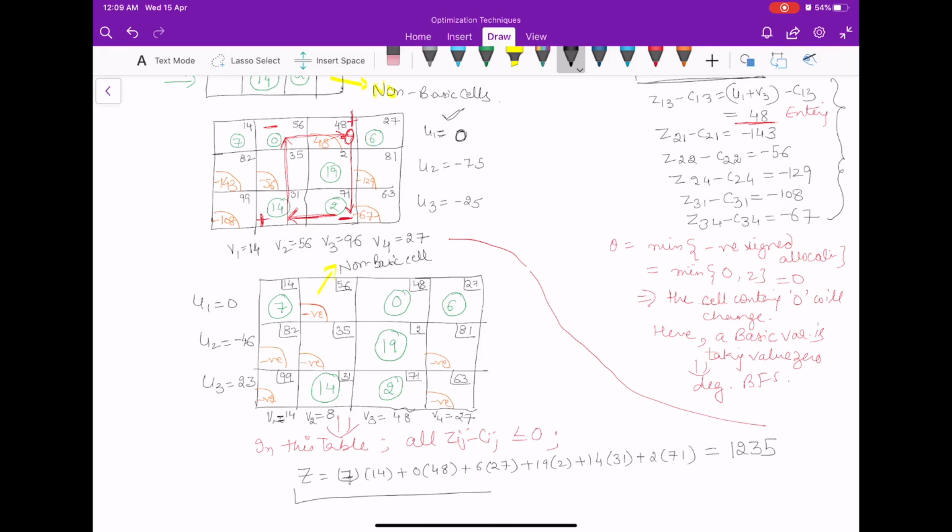So that's all about the looping, the entering and leaving criteria in the transportation problem. We call it a loop because whatever we want to add, we want to subtract, and from where we have started, we want to come back to the same position so that the constraints of the transportation problem remain satisfied.